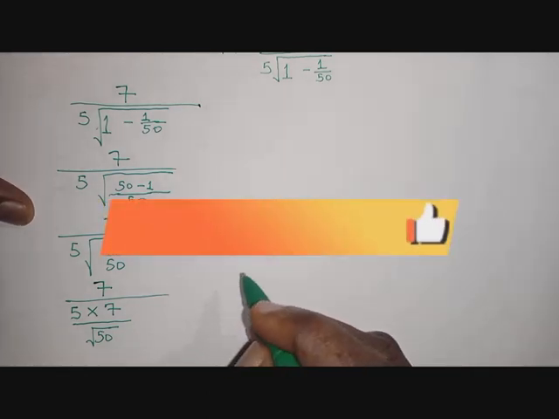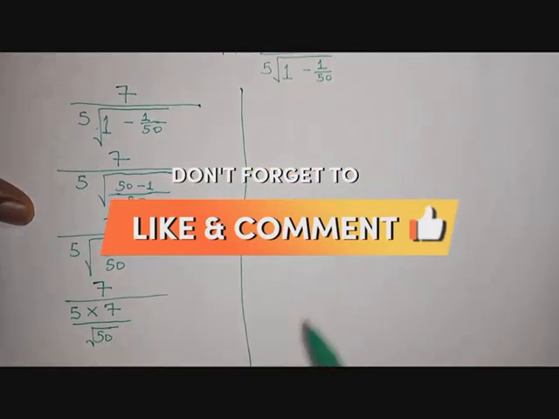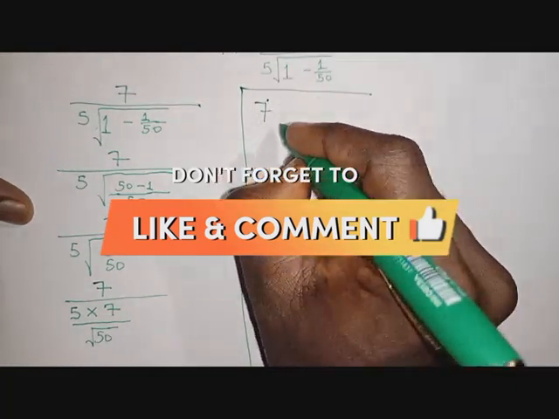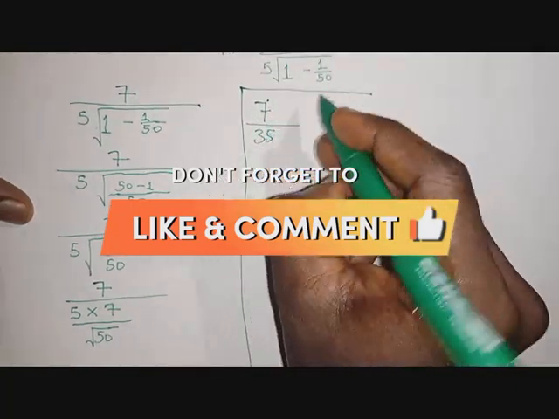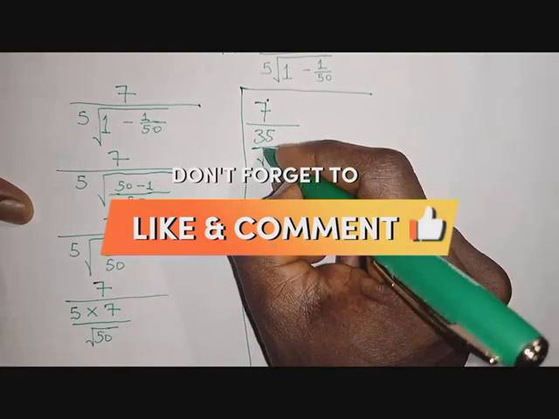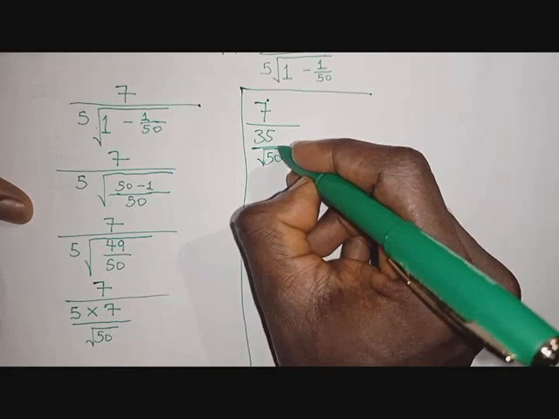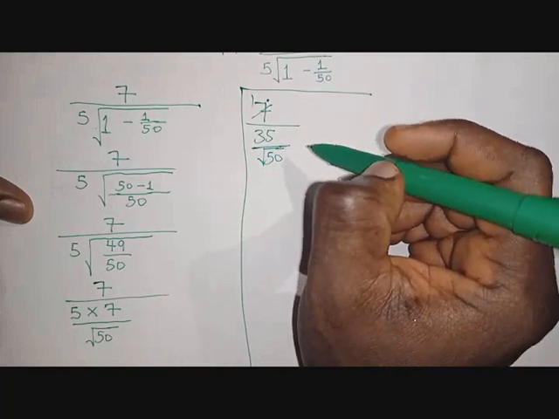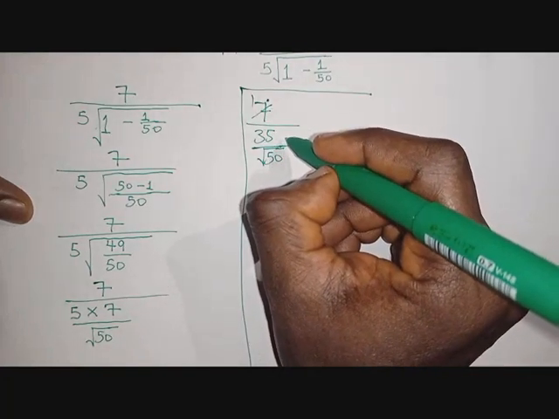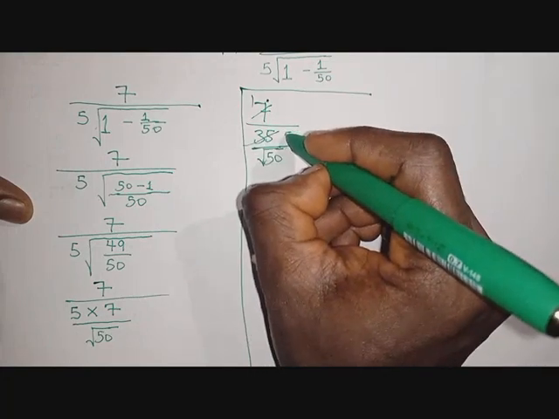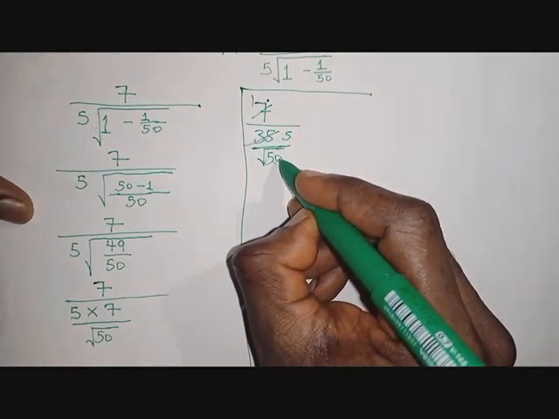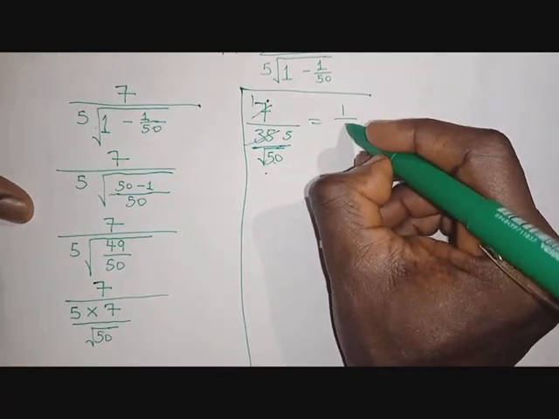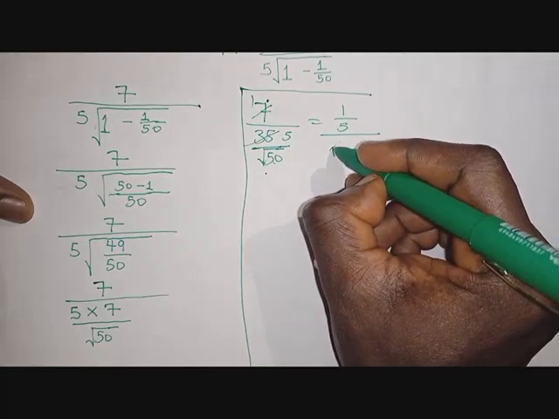So I want to bring it to this point. This is now going to be 7 over 35 divided by root 50. So I can break this down. This is 7 here, 1, 7 here, 5. Now root 50 can actually become, okay, this is 1 over 5 all over the square root of 50.